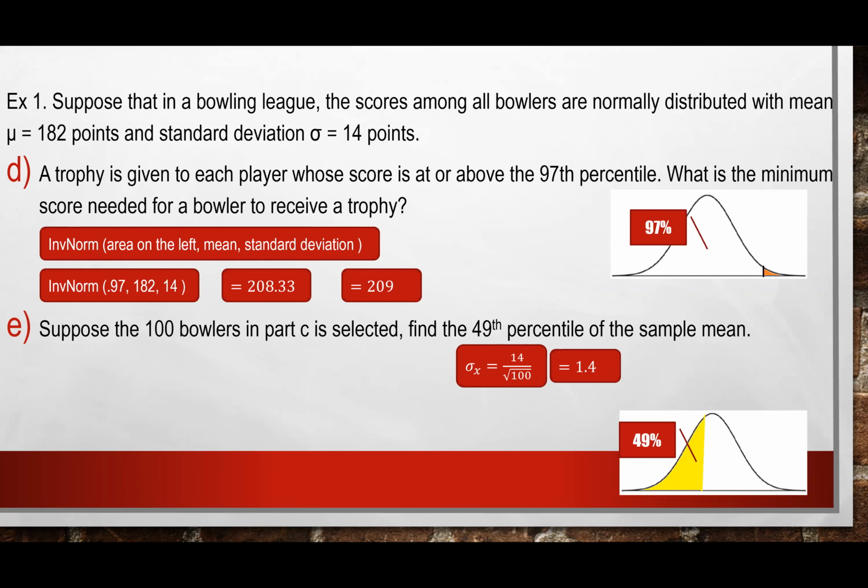So in this case, the percentile is the same. As long as they tell you percentile, that is the percentage to the left, and here the percentage to the left is 49%. Now I just need to put in my inverse norm: inverse norm of 0.49, the mean is 182, and the standard deviation in this case is 1.4.